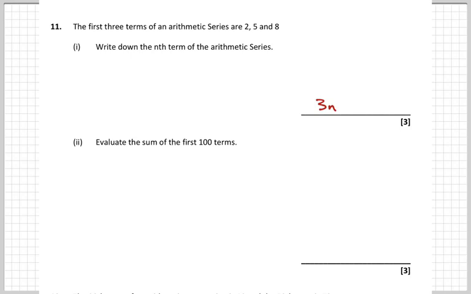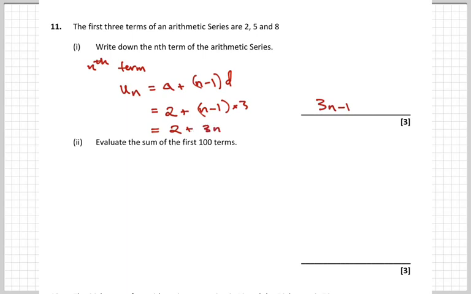The first three terms of this arithmetic series are 2, 5, 8. It's just linear, it's like the 3 times table, but it's shifted down by 1. Using more algebraic techniques, we know that the nth term, or un, which we tend to call the nth term, is the first term plus n minus 1 lots of the difference. The first term is 2, the difference is 3. If we simplify this, we get the same thing. So it works both ways, either just spotting it using simple methods or using a more algebraic approach.